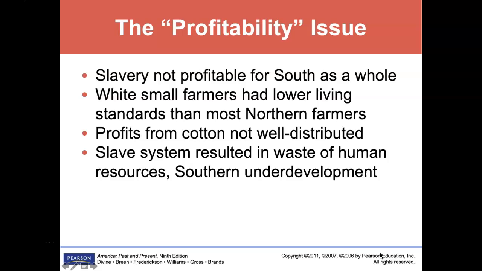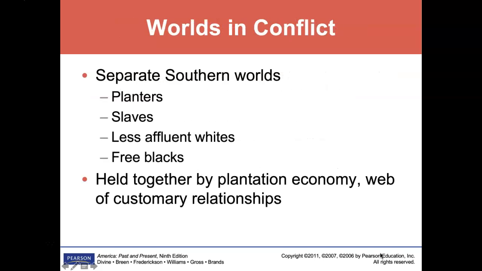Slavery was not really profitable for the South as a whole, and white small farmers had lower living standards than most northern farmers, and envy began to reach a fever pitch and a boiling point. Profits from cotton were not well distributed, and the slave system resulted in a waste of human resources and southern underdevelopment. And even before the Civil War, it would seem that there was this unequal notion of culture and society.